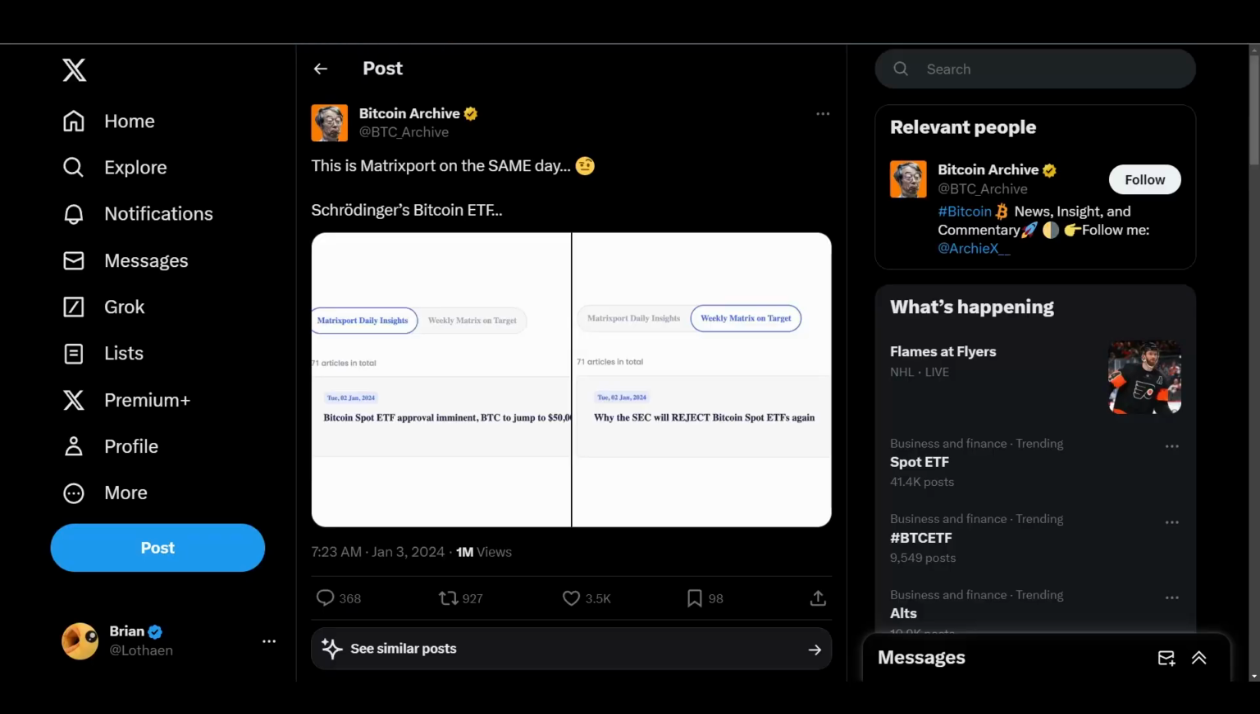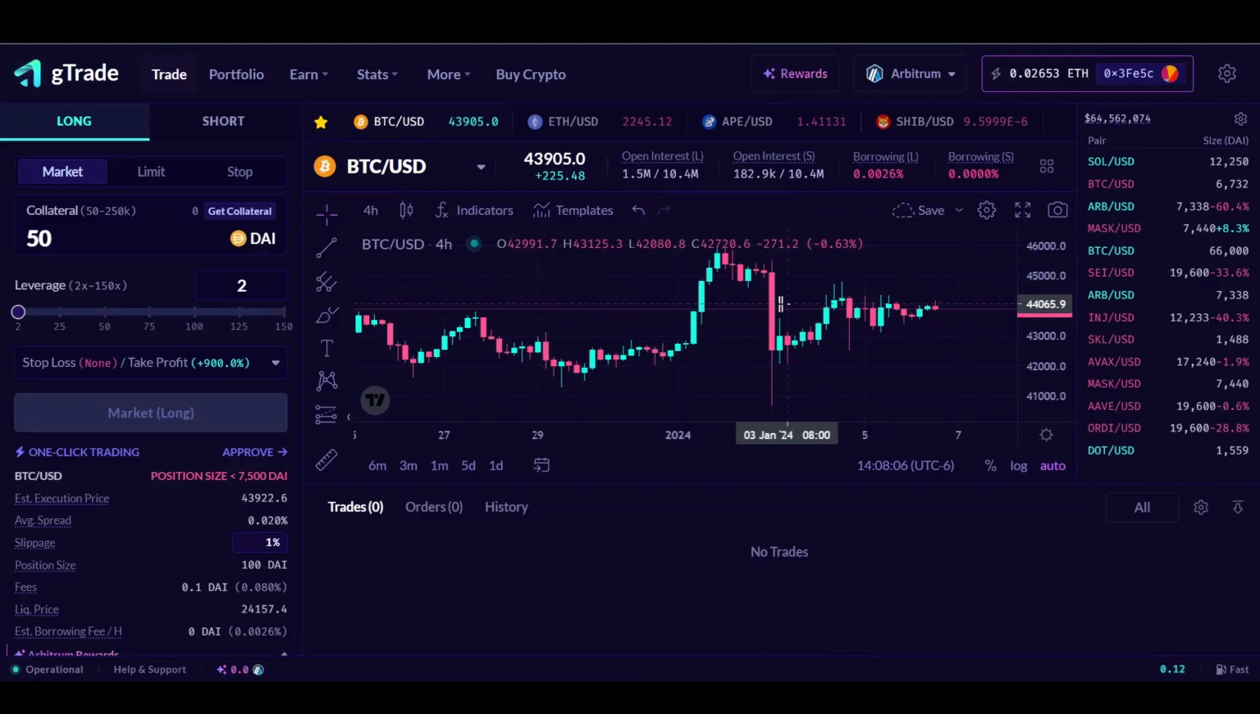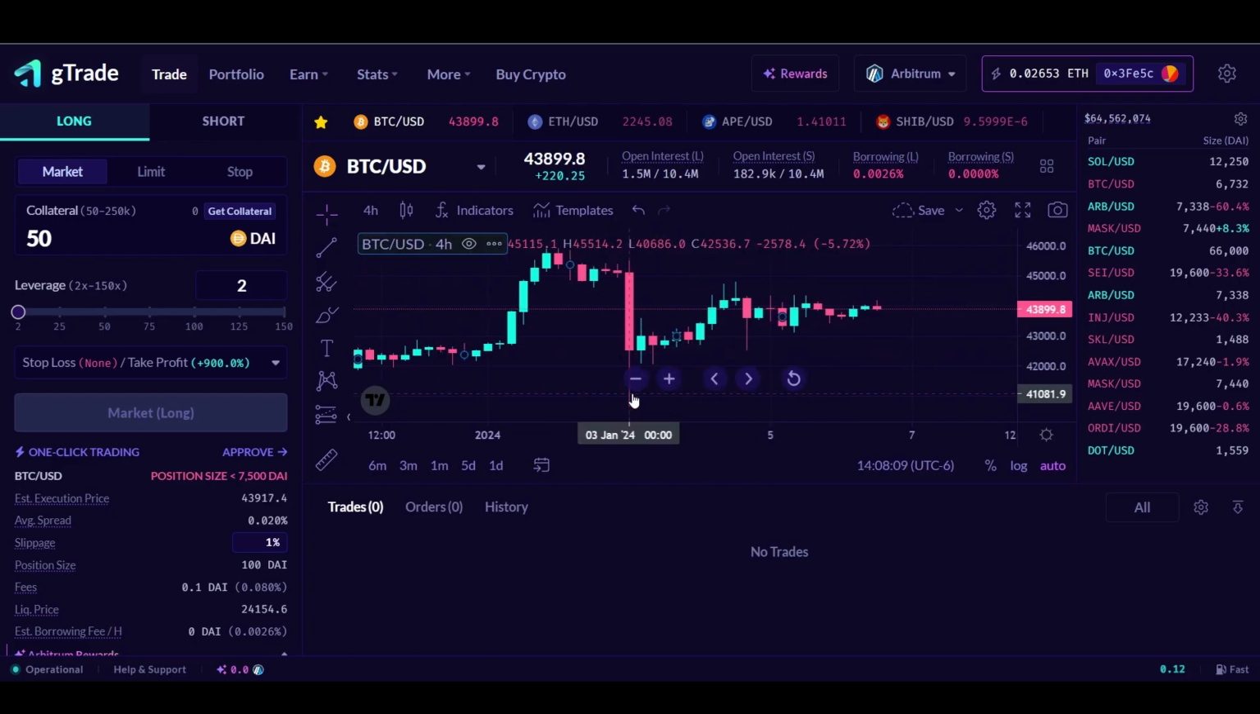Then, everybody, you were here for the Matrix Port discussion, or the insights from Matrix Port. On the same day, Matrix Port published "Bitcoin spot ETF approval imminent," and then the same day, "Why the SEC will reject Bitcoin spot ETF again." That was on Tuesday the 2nd, which saw a massive drop, a massive candle right here, that liquidated so many users in the perp space. That was crappy. It was like the intern incident last summer, where they tweeted something foolish and caused the market to crash. This was like a repeat of that.